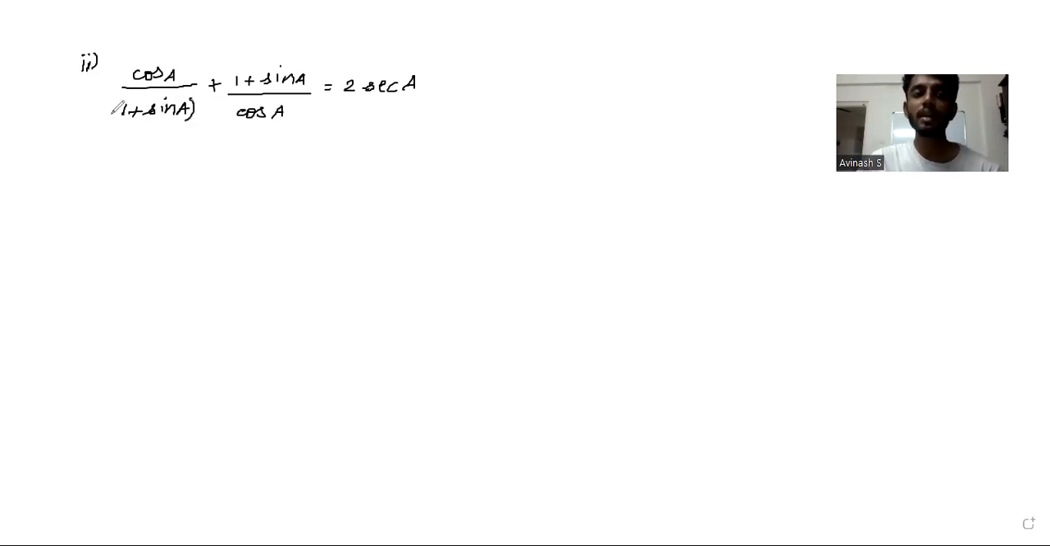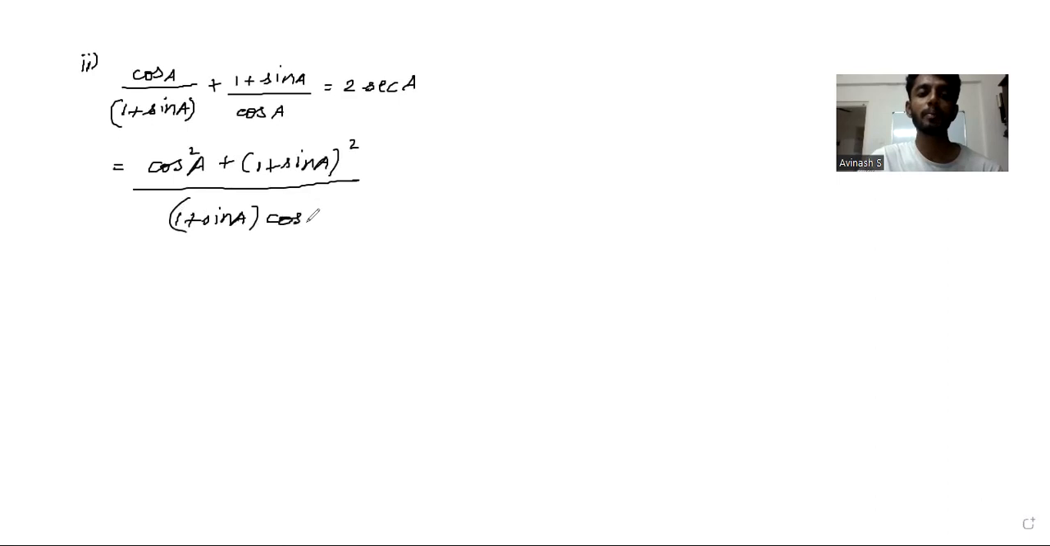So here the LCM is whatever is missing here. In the sense, if you take the whole of this denominator, which is (1 plus sine A) into cos A, cos A is missing here, and 1 plus sine A is missing here, so that will be the LCM. So when you do this, you will be getting cos square A plus (1 plus sine A) the whole square, whole divided by (1 plus sine A) into cos A. So this is quite important.